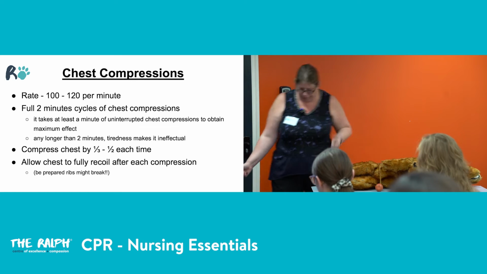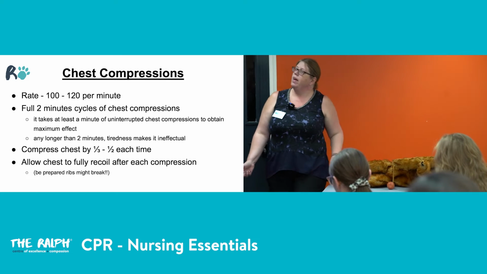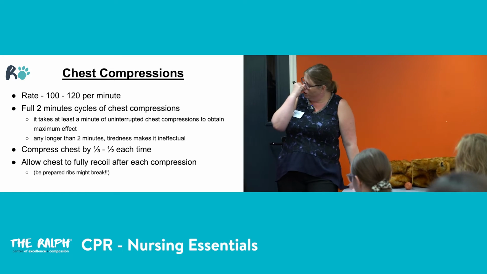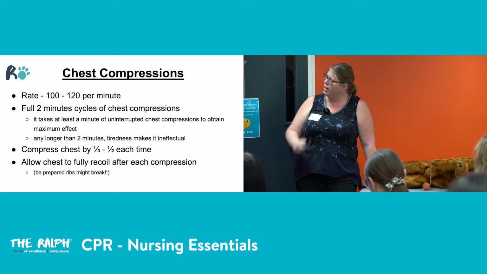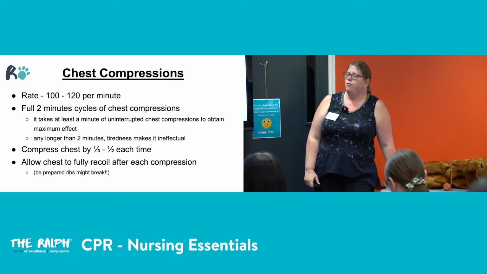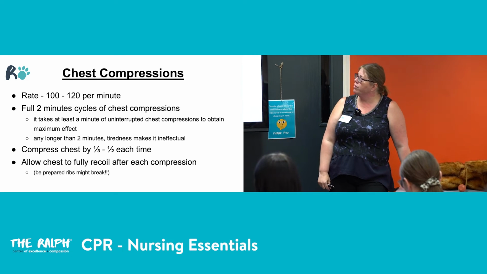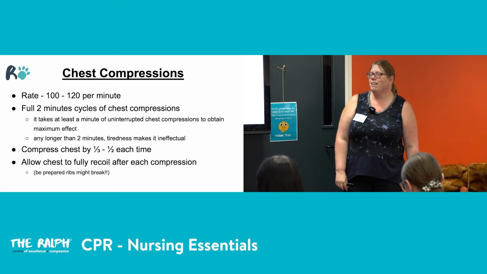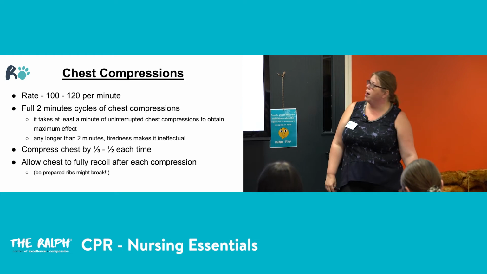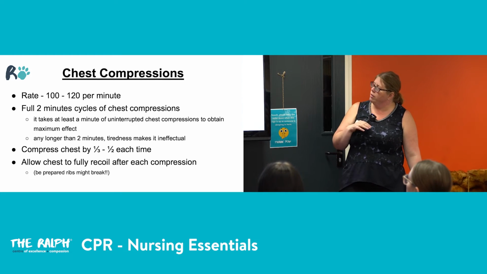Okay, right. So the average rate of chest compression is 100 to 120 per minute. We tend to do it for a full 2-minute cycle of chest compressions. The reason being is it takes at least a minute of uninterrupted chest compressions to obtain maximum effect.